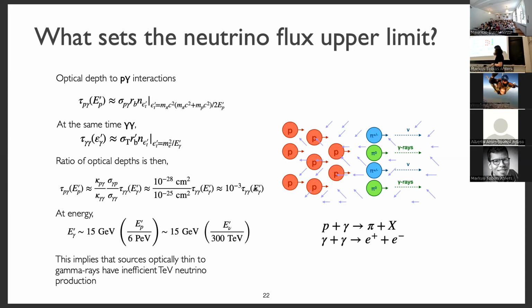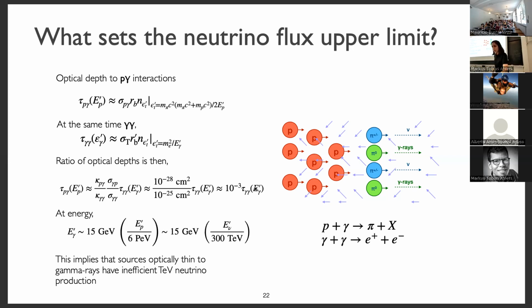And so we can actually calculate, since we know the ratio of the cross-section times inelasticity of the two processes. And we know that the neutrino had a 300 TeV energy. This corresponds to a proton with 6 PeV energy. And we know that the target photons that this proton preferentially interacts with are the same ones as the 15 GeV gamma rays. And the fact is we saw a lot of 15 GeV gamma rays. In other words, the neutrino production efficiency could not have been that high in this source.